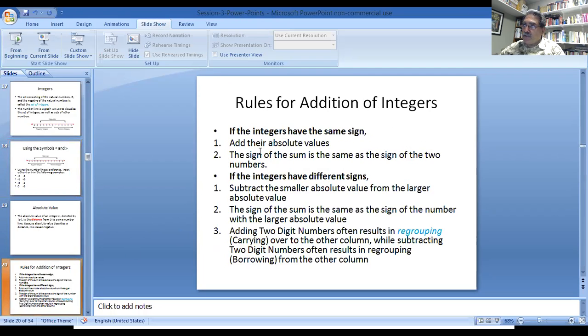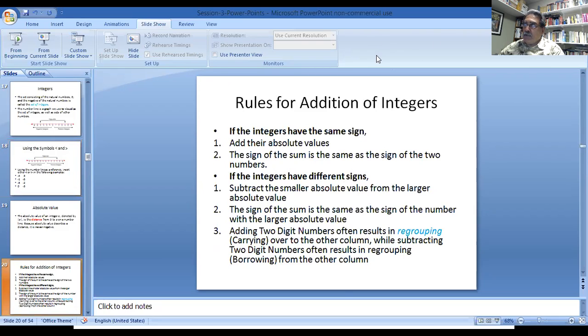Rules for addition of integers. If the integers have the same sign, add their absolute values. If the positive is bigger, it becomes positive. If the negative is bigger, it becomes negative. If they have the same sign, you just add them together and put the sign. If the integers have different signs, the sign of the number with the greater absolute value will become the sign for the final sum of the two numbers. Okay.